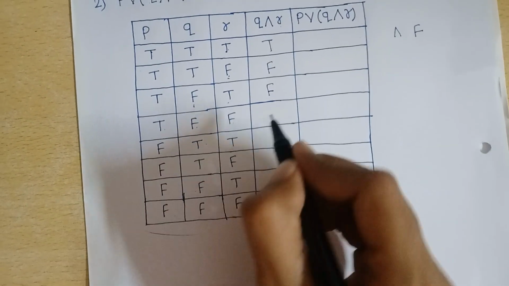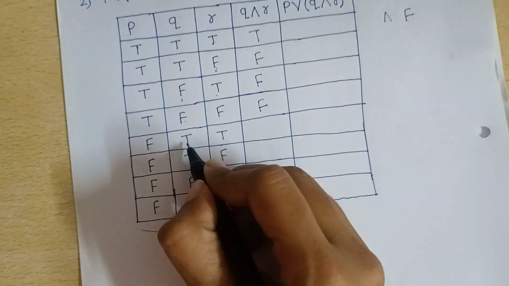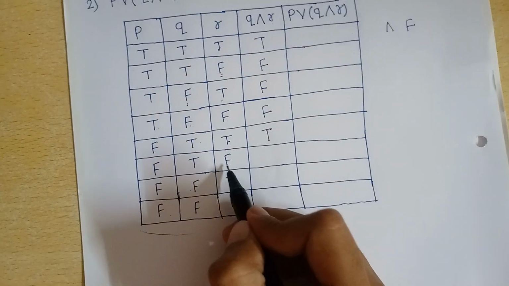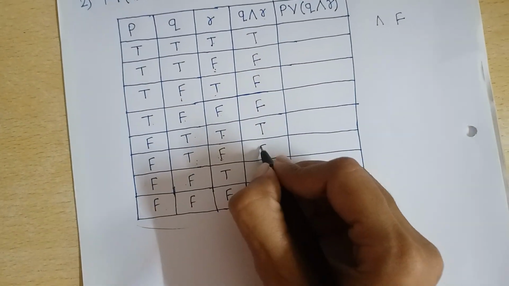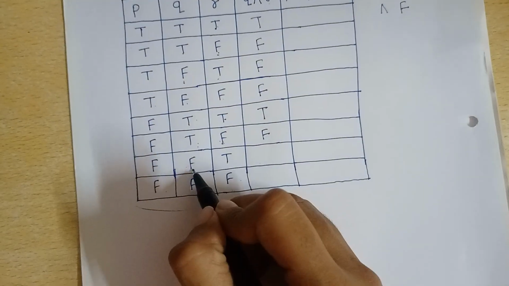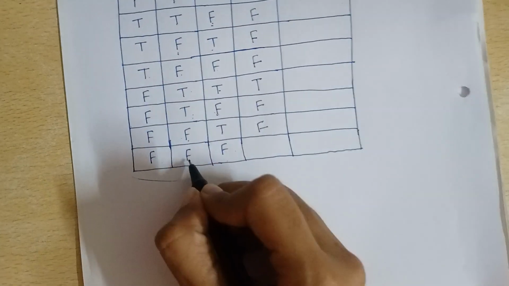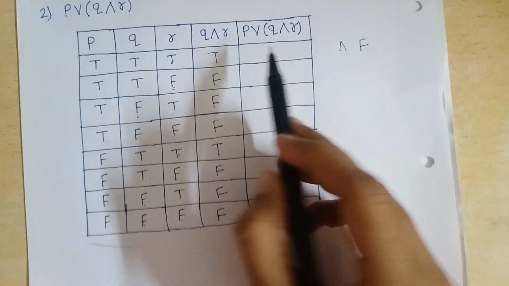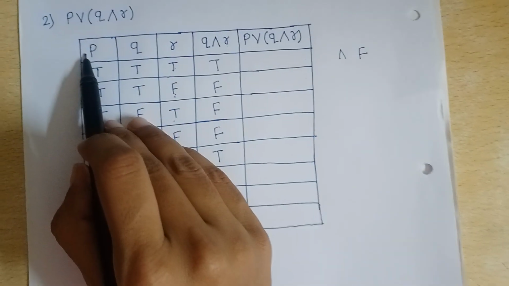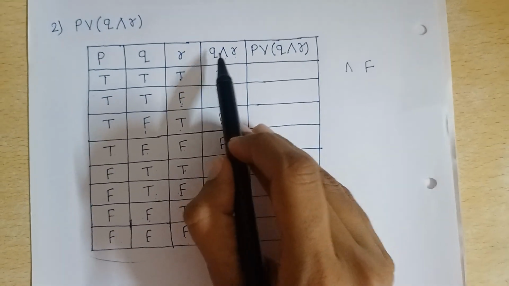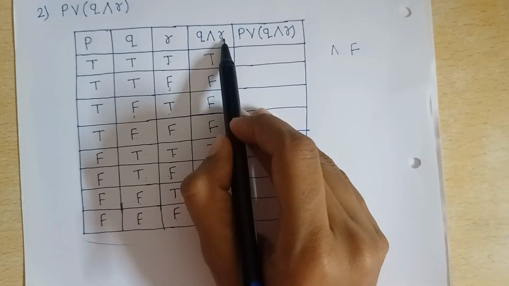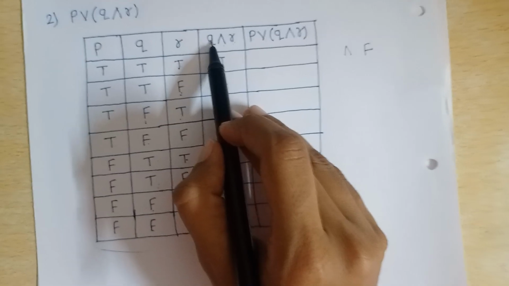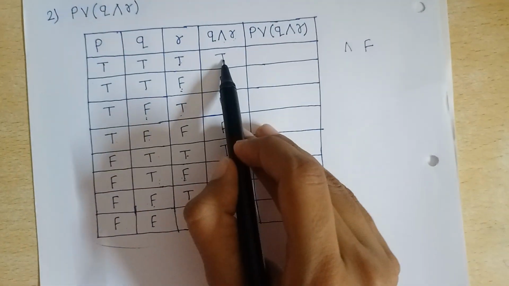Here both are false, therefore result will be false. Here both are true, therefore result will be true. One of them is false between those combinations, result will be false. Both are false, therefore result becomes false. Now we have to check P or this Q and R. We have to see the combination P or Q and R between those columns.